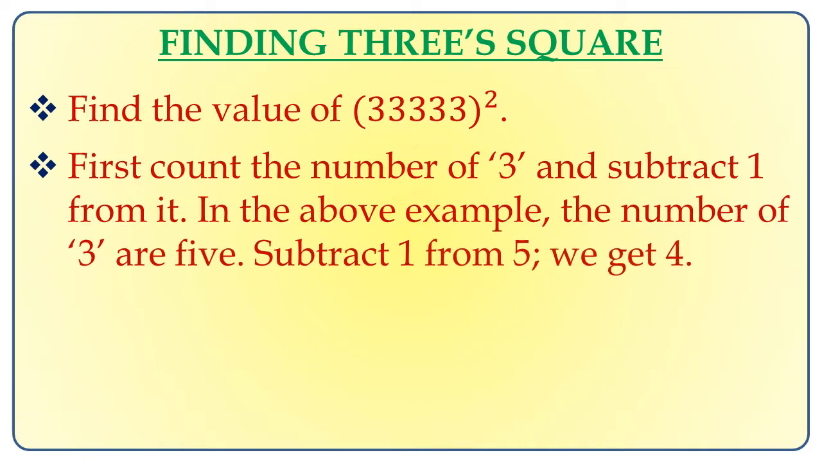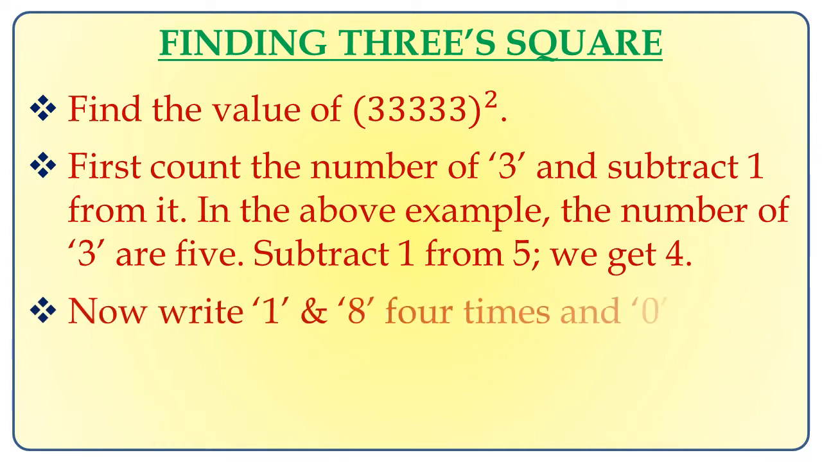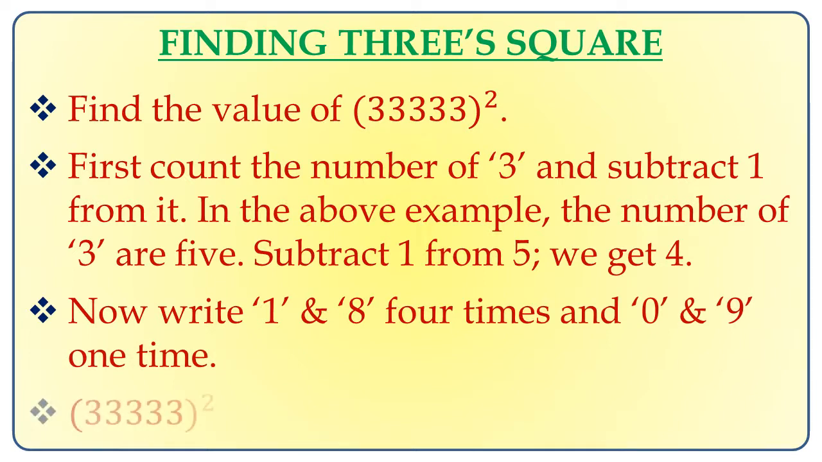In this case, the number of 3s is 5. So 5 minus 1, 4. What is 4? 4 is the repetitive value, on the basis of which 1 and 8 will repeat. So now we write 1 four times followed by 0, and then 8 four times followed by 9. So the answer of 33333 square is 4 times 1, 1 time 0, 4 times 8, 1 time 9.